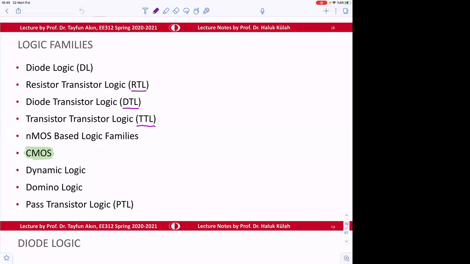So we have seen that we need to make an inverter, for example. And then the required function is that if the input is low, output is supposed to be high. If the input is high, output is supposed to be low voltage. So how can we implement this? So this is inside. We will be deciding on that.